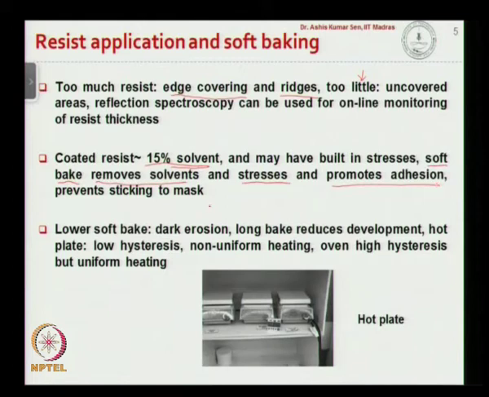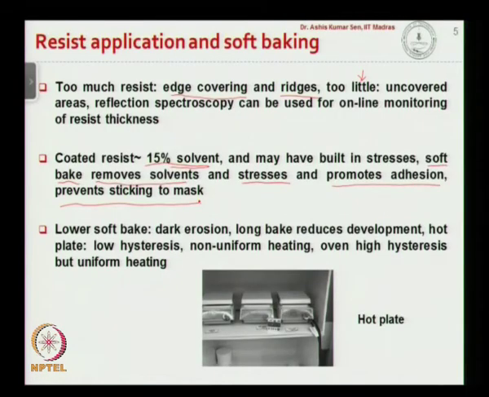And because we do a baking process, the photoresist dries and the solvent gets removed, so we do not have to worry about sticking of the mask onto the photoresist when we do the UV exposure. So the baking process does mainly three different things: removes the solvent, reduces the stress, improves the adhesion between the substrate and the resist, and prevents sticking between the mask and the photoresist.